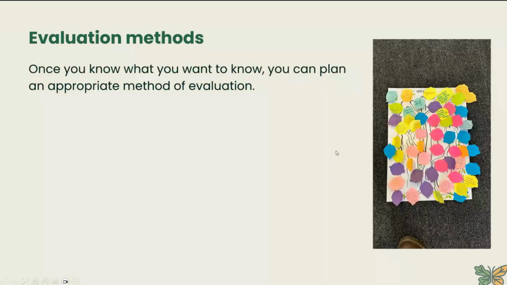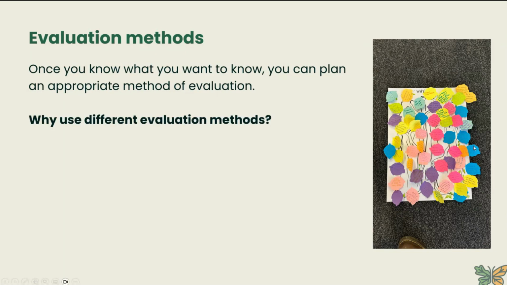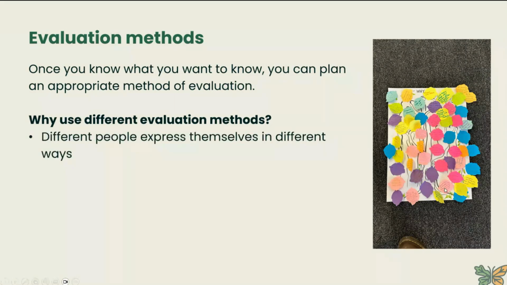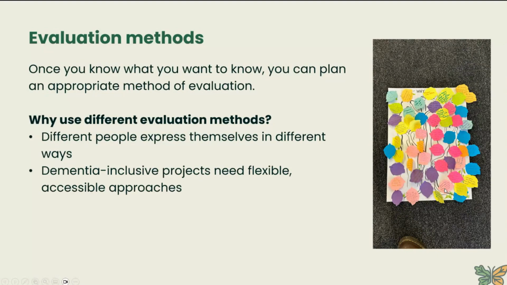So, evaluation methods. Once you know what you want to do, you can plan an appropriate method of evaluation. Why use different evaluation methods, and why it's important to use multiple different ones, is that different people express themselves in different ways. Dementia inclusive projects need flexible and accessible approaches.